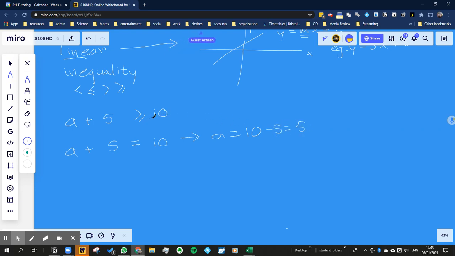What do we do in this case? Well, we do exactly the same. We go a is greater than or equal to 5. We do the same steps, okay?